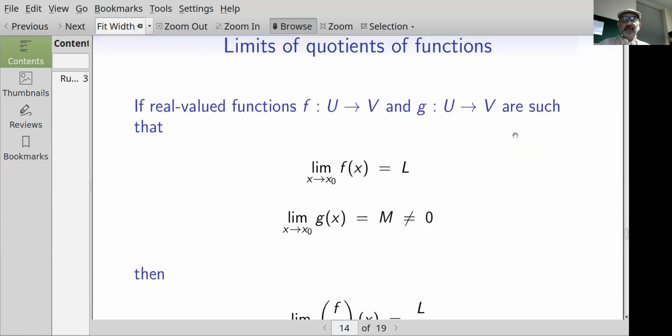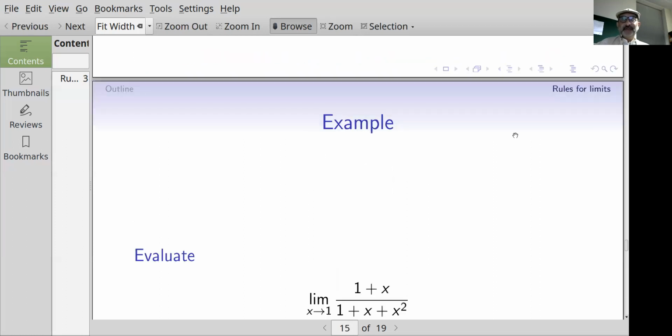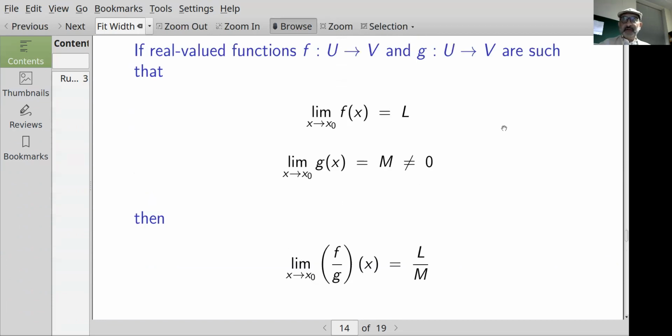Okay, for quotients, we always have to be a little bit careful. If the limit of f is L and the limit of g is m, which is not equal to 0, then the limit as x goes to x naught of f(x) over g(x) is equal to L over m. So the limit of a quotient is the quotient of the individual limits, provided that the denominator function is not going to 0 as x goes to x naught.